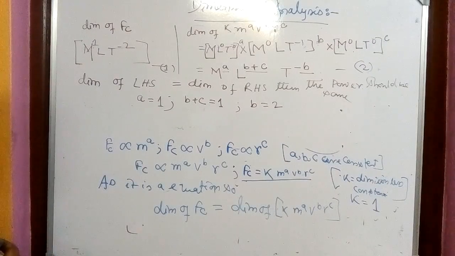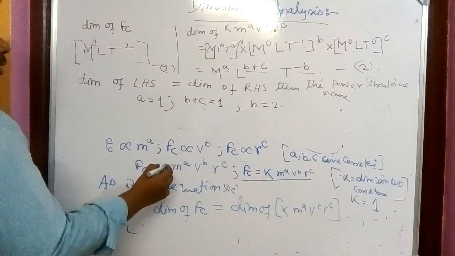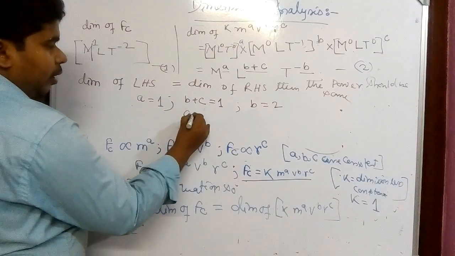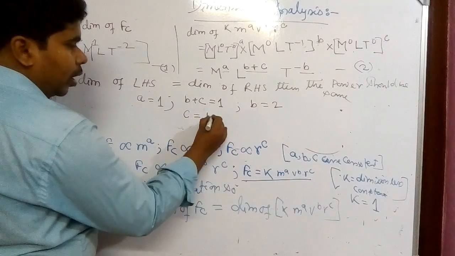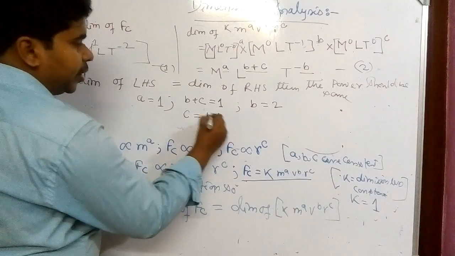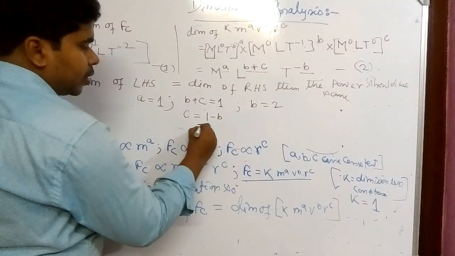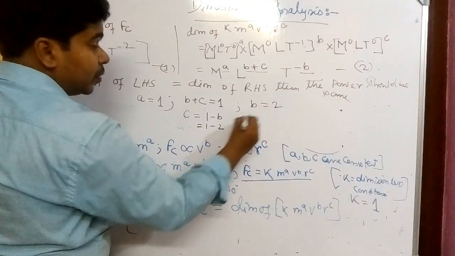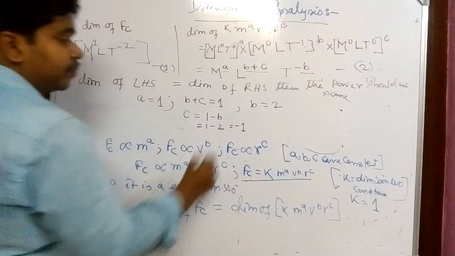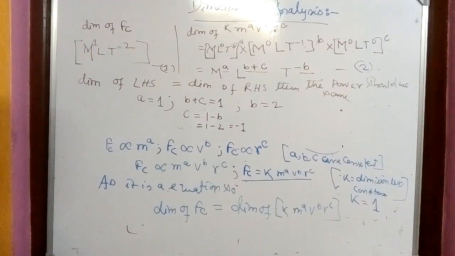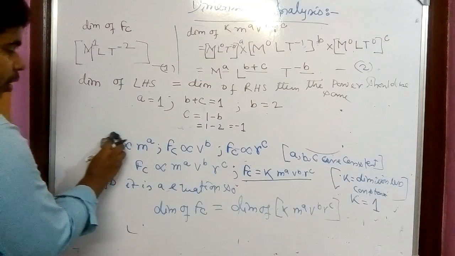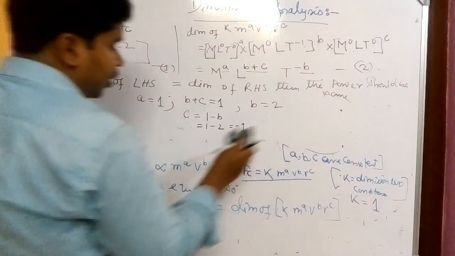If these things are same, then we have to find the value of C. So what is the value of C here? C equals 1 minus B. 1 minus B means 1 minus 2, so it is minus 1. Right? Now we put the values in the equation, whatever we have assumed.